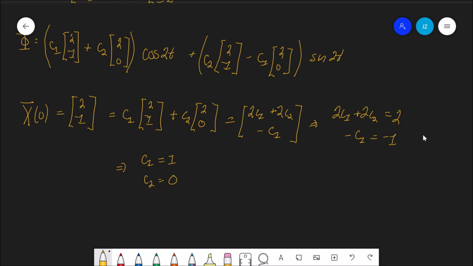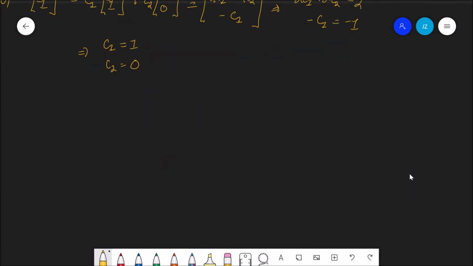And so our particular solution is phi equal to (2, negative 1) cosine of 2t minus (2, 0) sine of 2t.